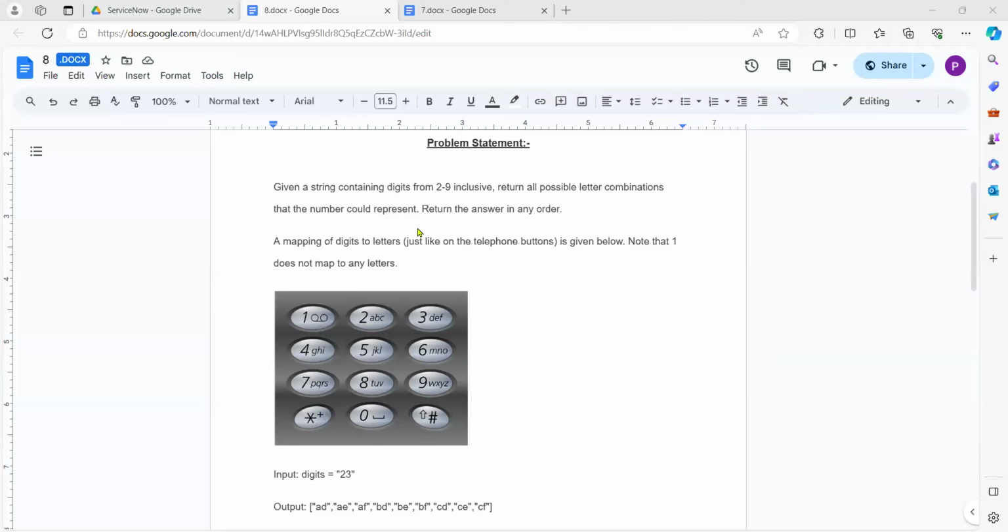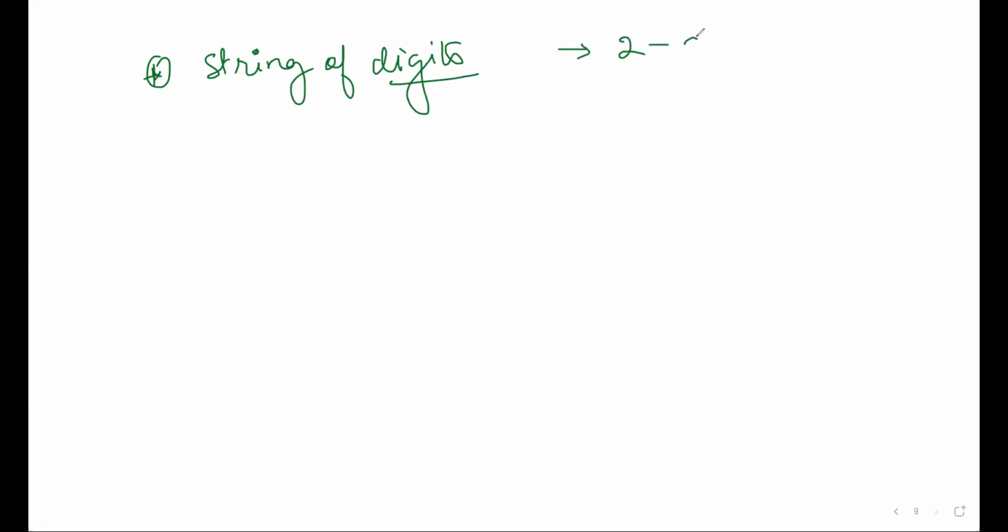Okay, let us solve this problem also. Again, given a string of digits, and every digit it is mentioned is going to be between 2 to 9 only. Every digit has some letters corresponding to it, like 2 have A, B, C.